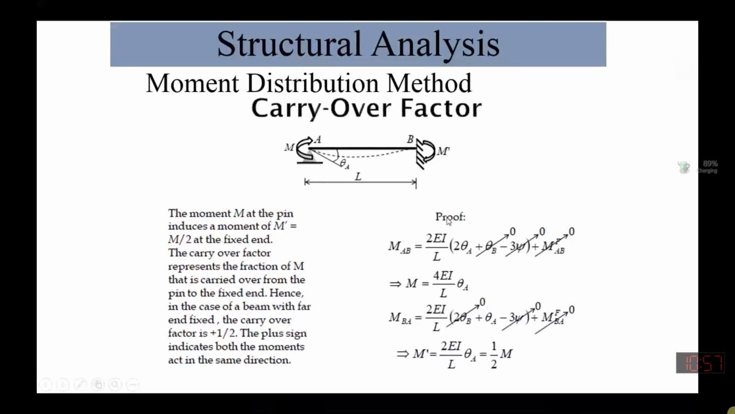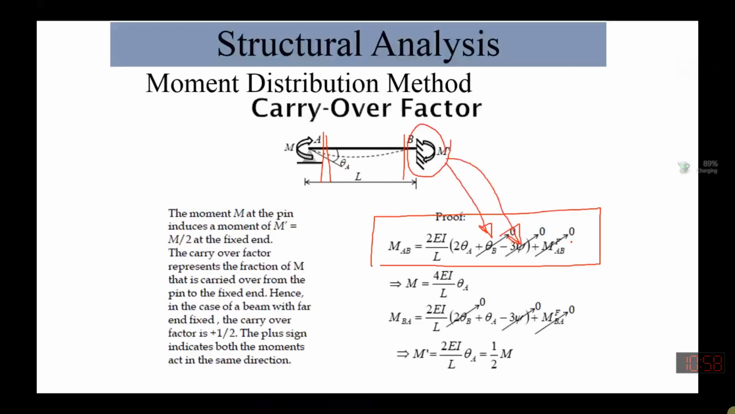How much moment will be transferred from one end of the beam to the far end of the beam? So we will apply the slope deflection equation in this span. We know that the slope deflection equation is MAB equals 2EI over L into 2 times theta A plus theta B minus 3 psi plus fixed end moment. We know that theta B is equal to 0, the psi value is also equal to 0, and the fixed end moment is also equal to 0. So M is equal to 4EI over L into theta A.